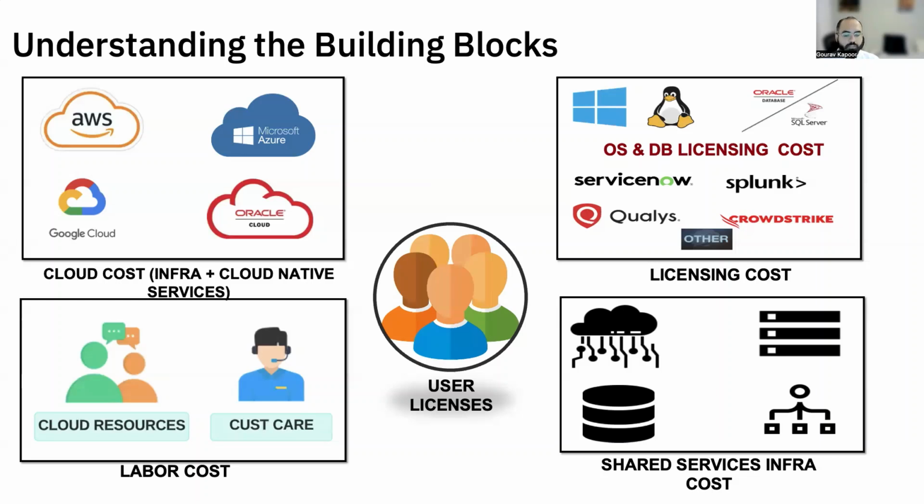And then we have a shared services infrastructure cost, as I mentioned earlier, right? This is a common set of infrastructure which is spread across multiple products, or multiple services, or maybe multiple customers, right? Then we'll talk about certain methodologies here, how we will take that cost and split it across different customers, right? And then you have your user licenses, which are essentially acting as a denominator in this case.